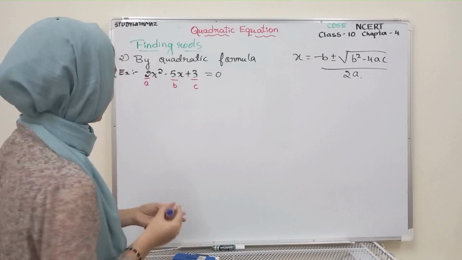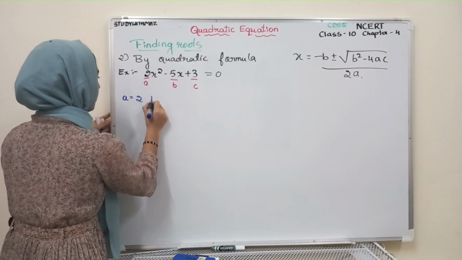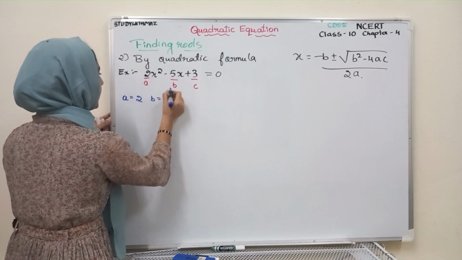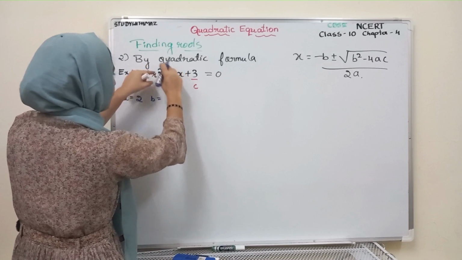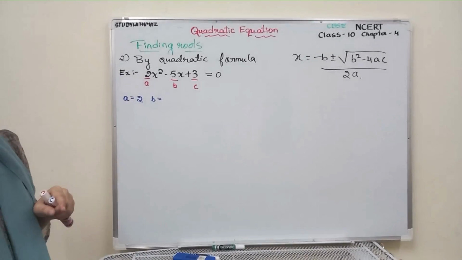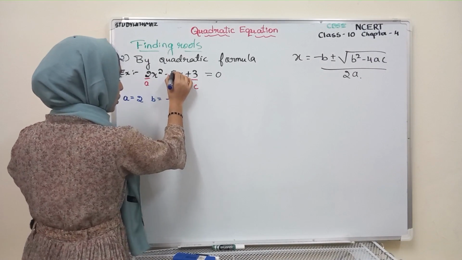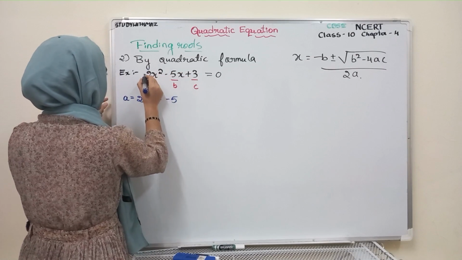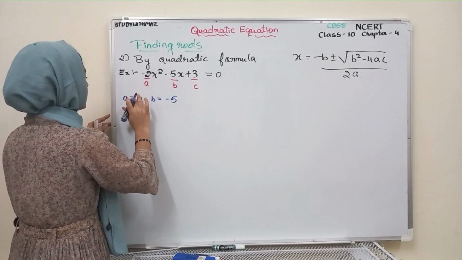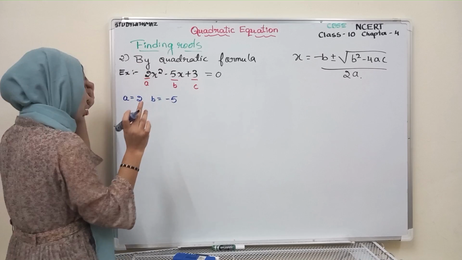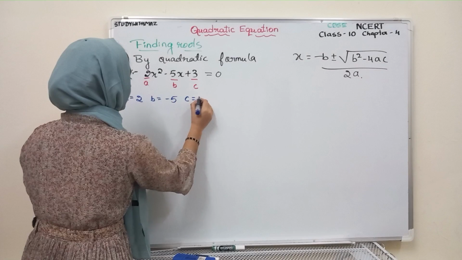If you want, you can write a equal to 2, b equal to... You have to take the whole term along with the sign. You should not leave the sign. So it is minus 5. If minus 2 is there, you have to take minus 2 only here. But here there is no minus now, so I am not taking it. I hope this is clear. You should not leave the signs. You have to take them along with the signs. Okay, c is equal to 3.